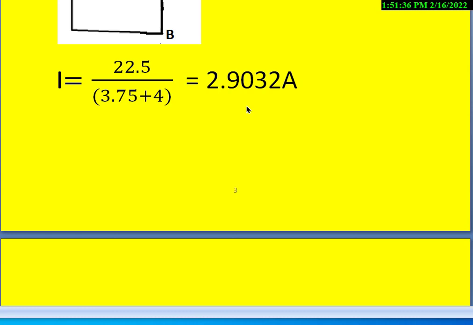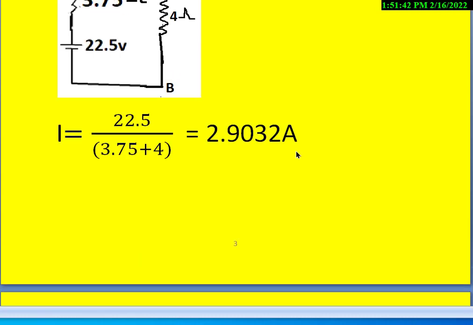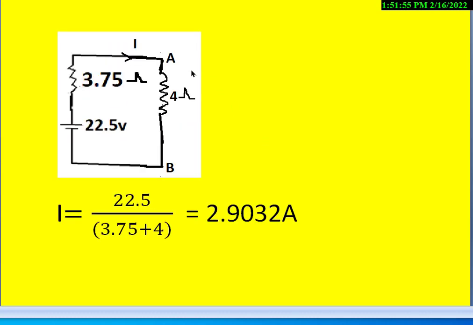So if we observe here, Thevenin's equivalent circuit and the Norton's equivalent circuit, the current flowing through the 4 ohm resistor will be same, that is 2.9032 amperes. So the method may be different, but the solution will be same for the current flowing in the 4 ohm resistor.